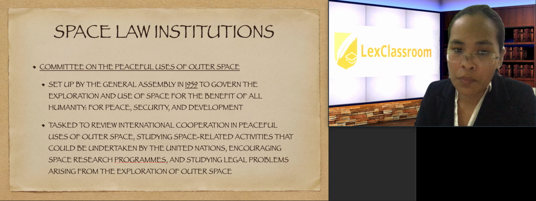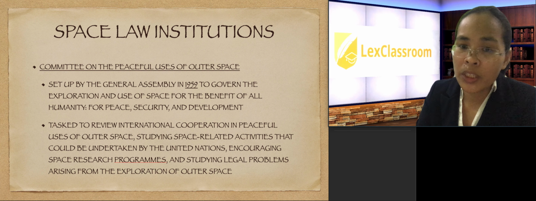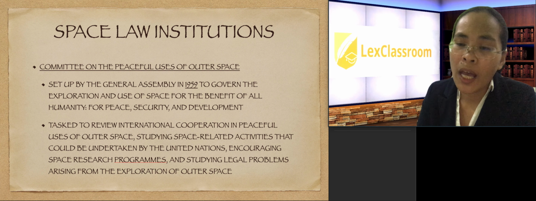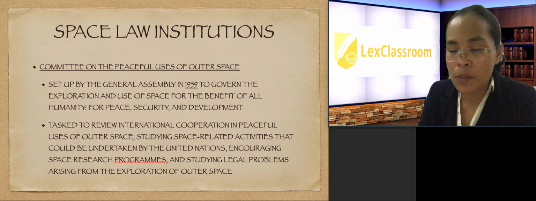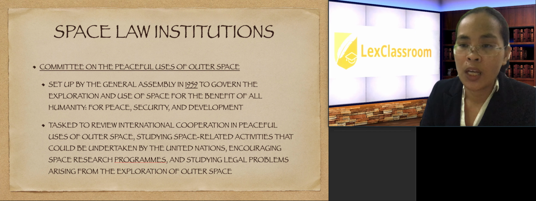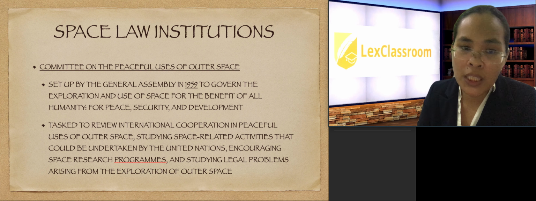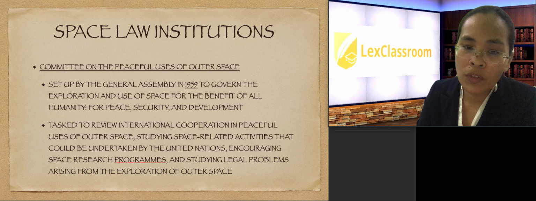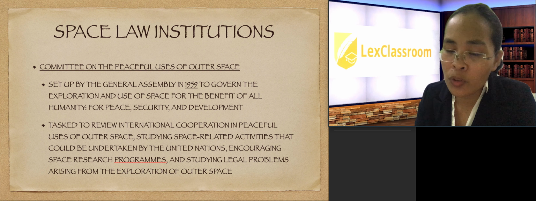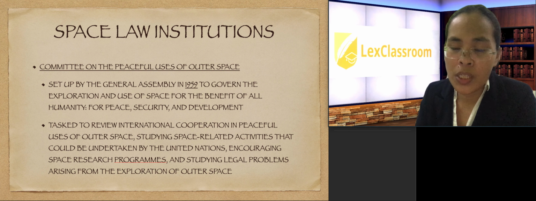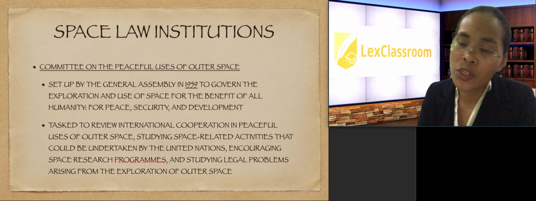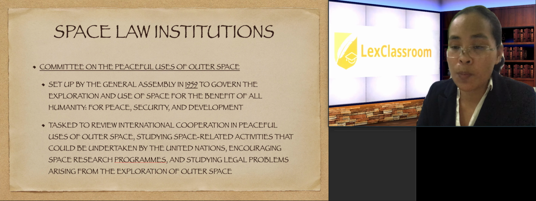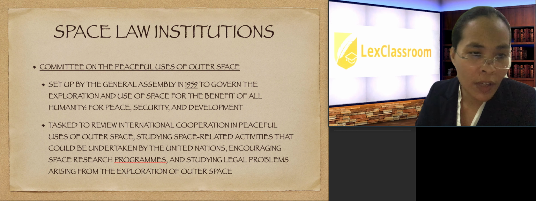Now, there is this permanent committee created by the General Assembly of the United Nations in 1959, and it governs the exploration and use of space for the benefit of all humanity, for purposes of security, peace, and development. It is named the Committee on the Peaceful Uses of Outer Space. And what is its task? It is to review international cooperation in peaceful uses of outer space, because the policy now is that space is a common heritage of mankind. So no one can own it, no one can expropriate it. This could lead to legal problems, especially as between the developed states and the developing states.